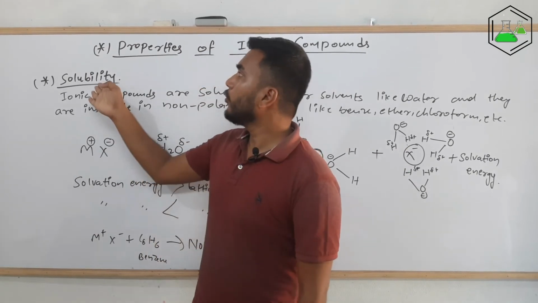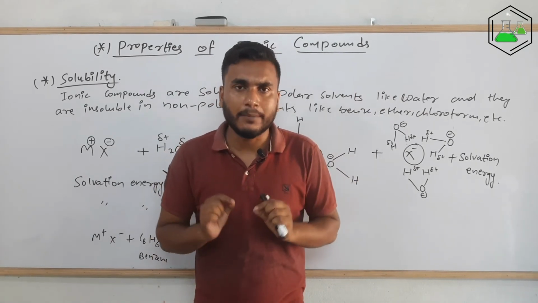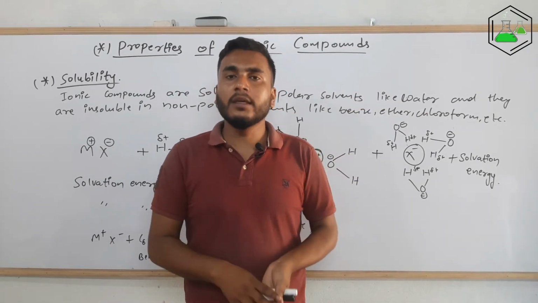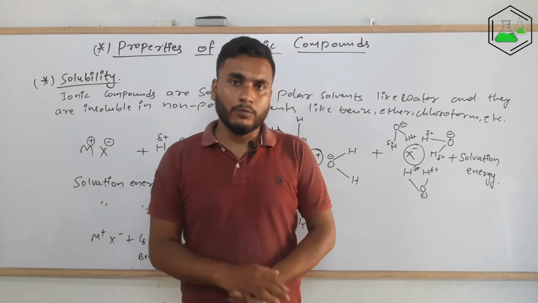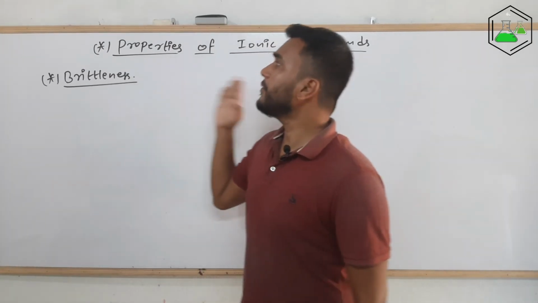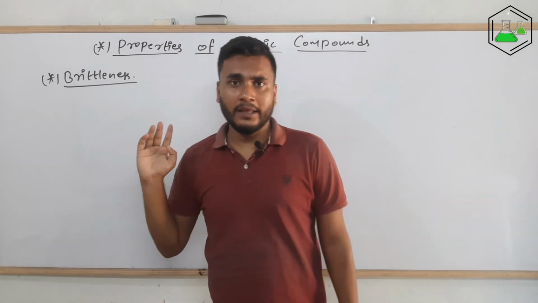So this is the solubility property of the ionic compound, and very important for your examination as well. Now let's see another property, that is the brittleness. For that, let me erase this portion. So this is the fifth and very important property of ionic compound, that is the brittleness.